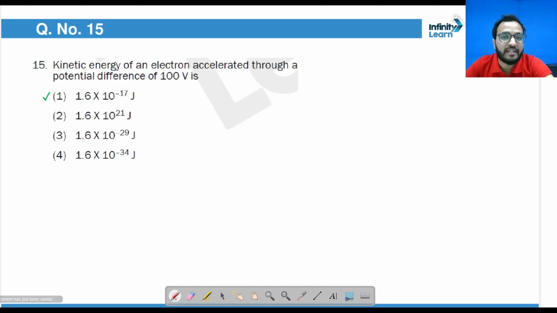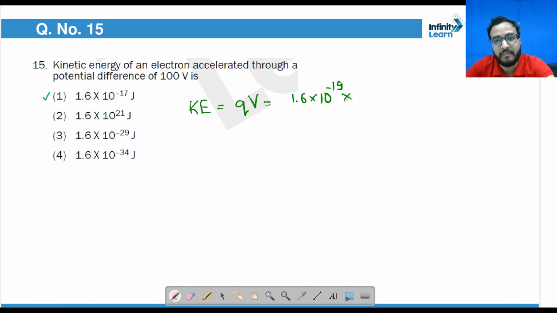Kinetic energy of an electron accelerated through a potential difference of 100 volts. Kinetic energy is q into V. So 1.6 into 10 to the power minus 19 is the charge of an electron, into 100 volts. So energy will be 1.6 into 10 to the power minus 17. First option correct.